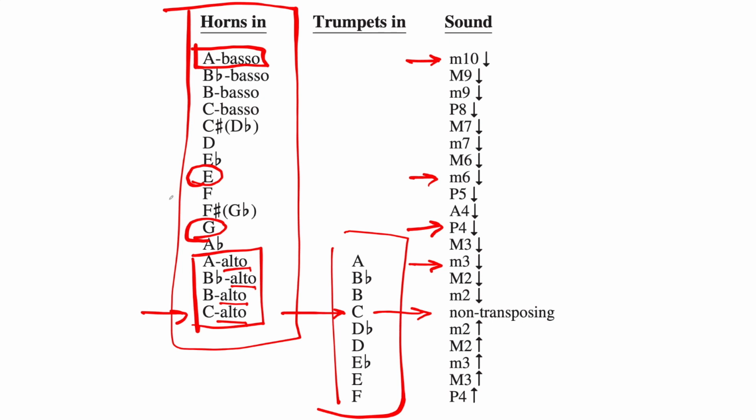Our standard horn today is F horn. In our orchestras, we have F horns. All the other instruments are historical instruments. We don't use them today. And our standard trumpet is B flat, although we also have C trumpets very often.